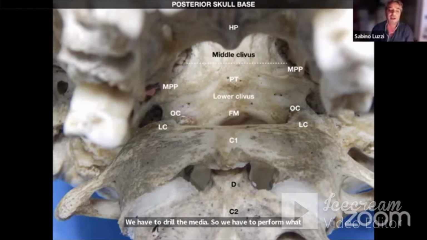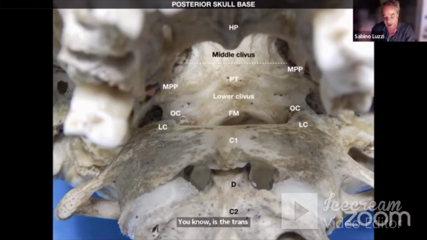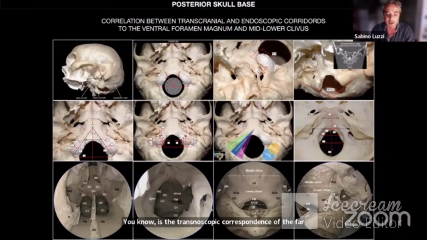And then don't forget the occipital condyle here and the so-called supracondylar groove. That is another important landmark when we perform the so-called far medial approach. The far medial approach is the transnasal endoscopic correspondence of the far lateral approach, but now I will show you. And once again, the anatomy is the same, but the view is different when we take a look at this structure from the intracranial side and the extracranial side.